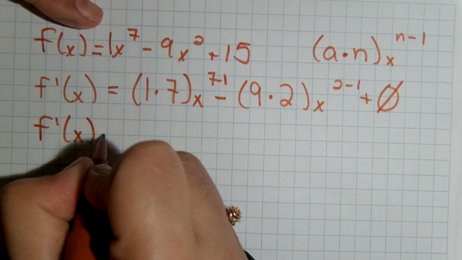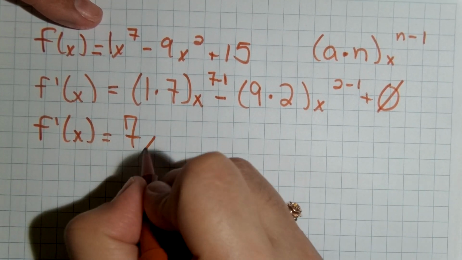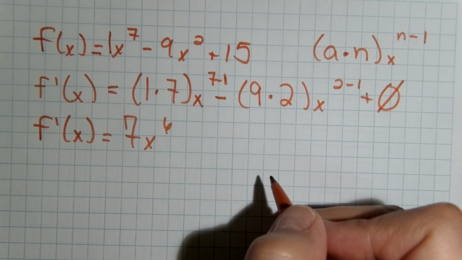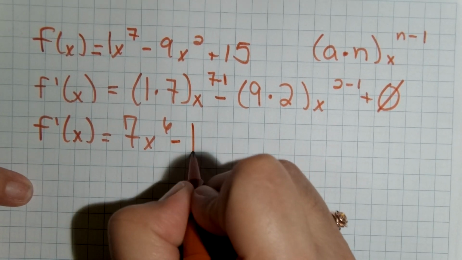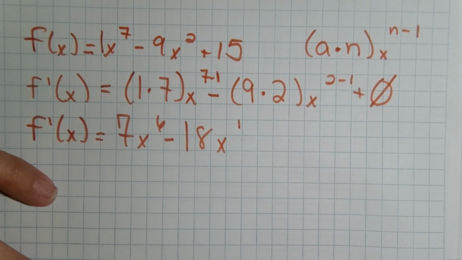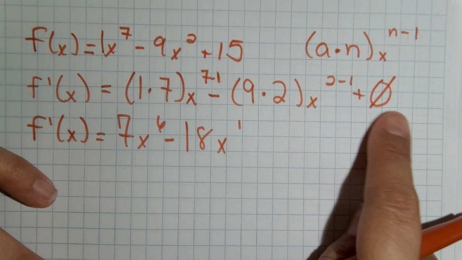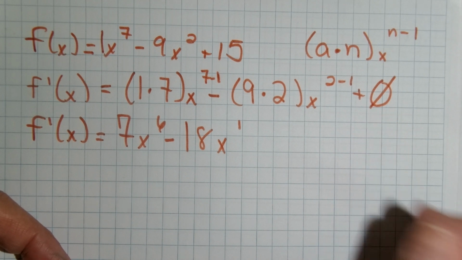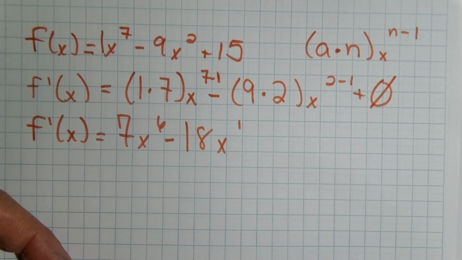So we have f prime of x is equal to 7x to the 6th. Are there any questions on where I'm getting that? Minus 18x to the 1st. And because it's plus 0, I don't need that there. Are there any questions? Are we sure?